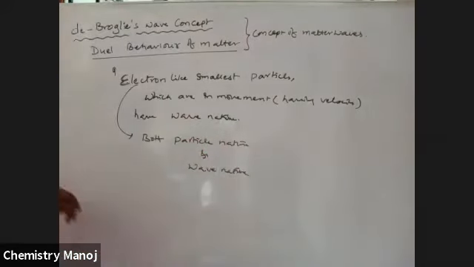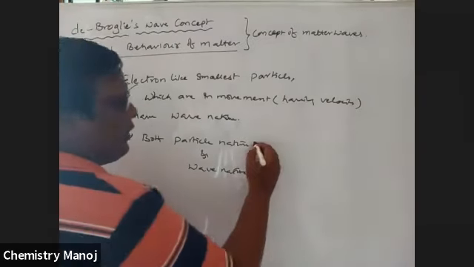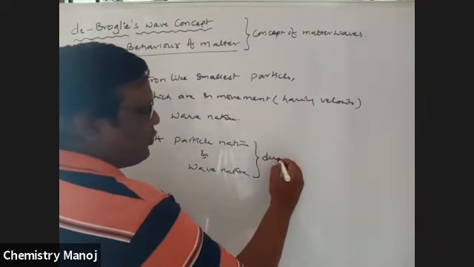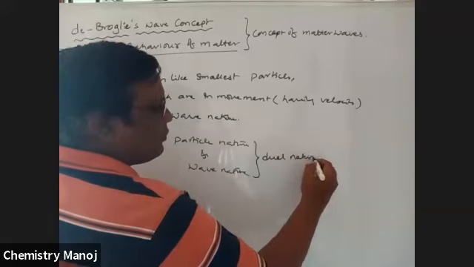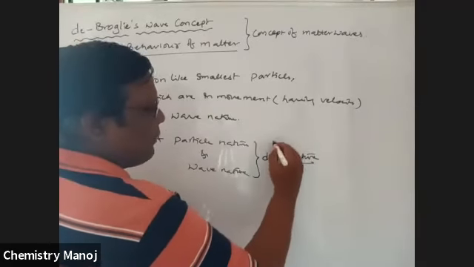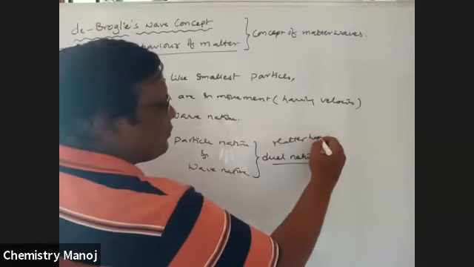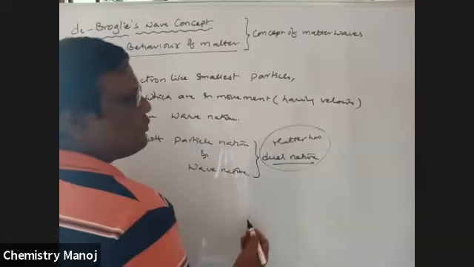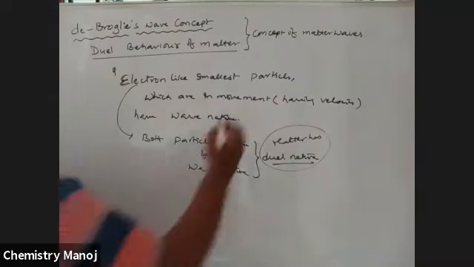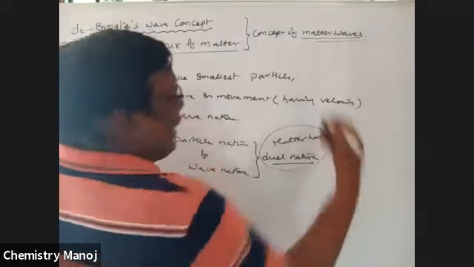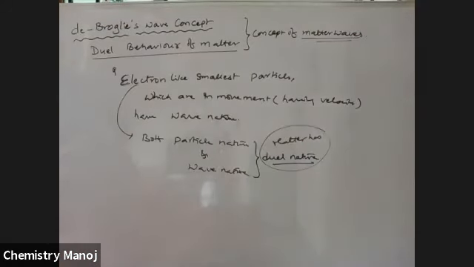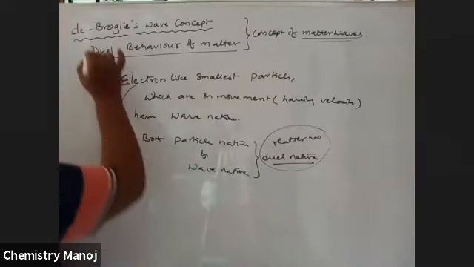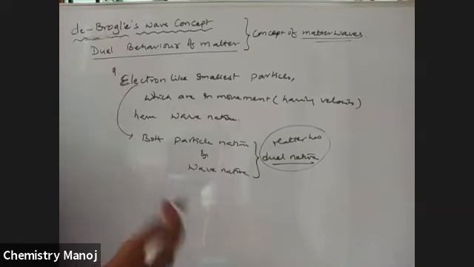See here, it has both particle nature and wave nature. That means they have dual nature. So matter has dual nature, and that's why the concept is called matter waves. Matter has wave nature, and those waves are called matter waves. So how to explain this concept? de Broglie explained this concept mathematically.